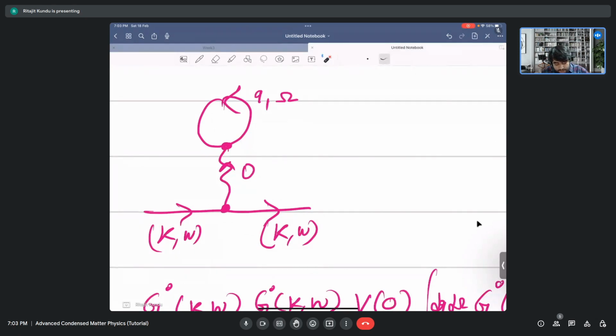So if you want to have this kind of incoming and outgoing k omega, let's say you put something like here, q. So what you have to have is, incoming k is equal to outgoing k plus outgoing q, right? So you see that q is actually 0. If you solve this, you see that q is actually 0. So for the Hartree term, the only option you have is q equal to 0.